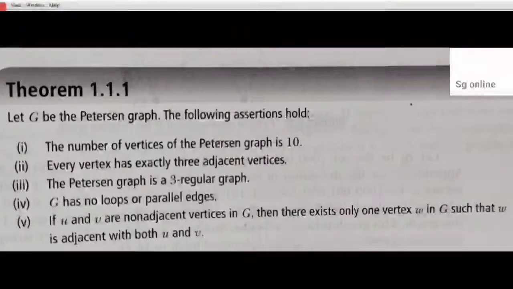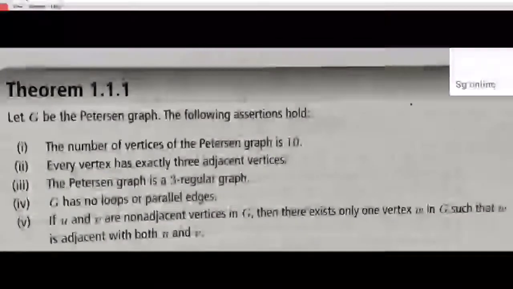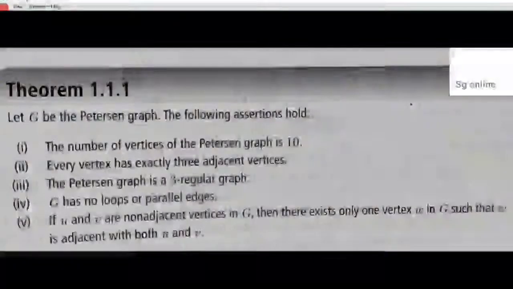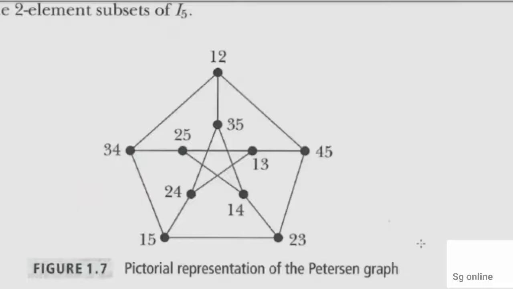The graph has no loops or parallel edges, that is already in the definition. And finally, the last property says that if u and v are non-adjacent vertices, then there exists only one vertex w such that w is adjacent to both u and v. As you see, 1,2 and 1,3 are non-adjacent, and 4,5 is the unique vertex that is adjacent to both 1,2 and 1,3.